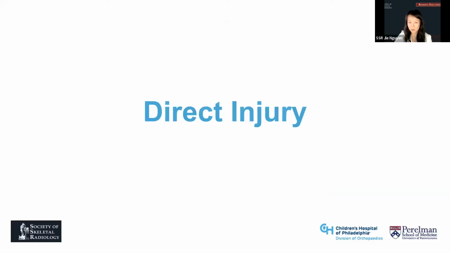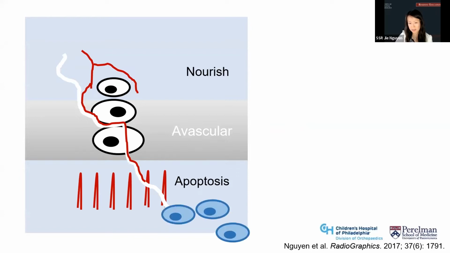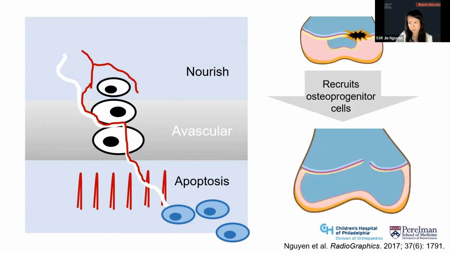Okay, so the next part, we're going to review different injuries to the growth plate proper and injury to the structures, the vasculature adjacent to the growth plate. So in direct injury, for example, a fracture here, it allows communication of vasculature between the epiphysis and metaphysis. And that allows recruitment of osteoprogenitor cells, right? Osteo meaning that they're actually forming bone. So when you have injury directly to the physis, it recruits these cells, and over time, it will form that transphyseal bony bar.